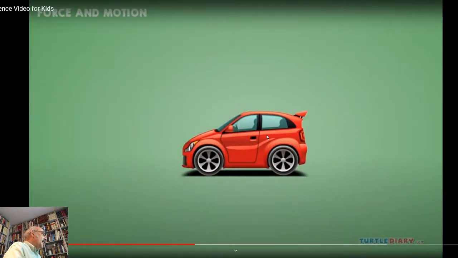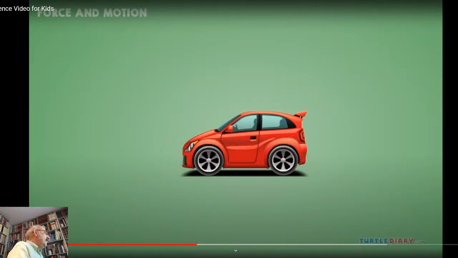Attention, the question is: what makes things move? And the answer is force. You see here, force. Remember, we want to end up talking about friction.